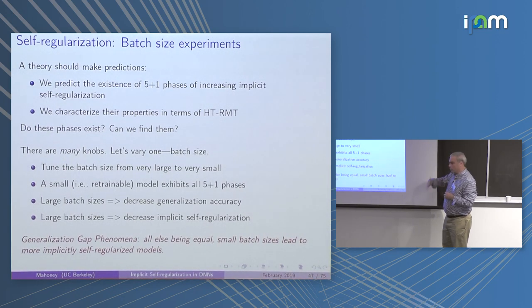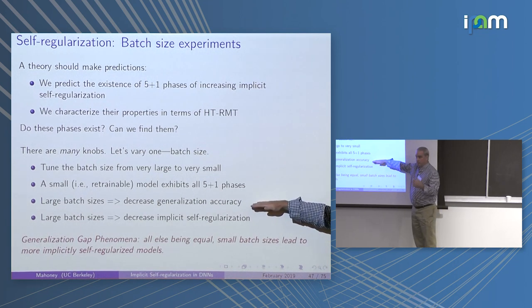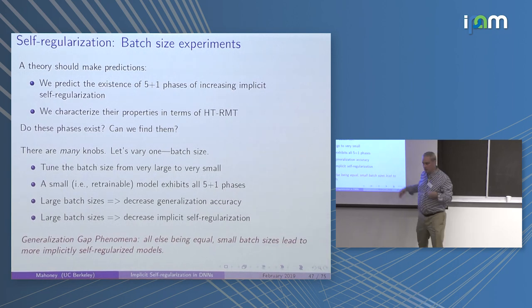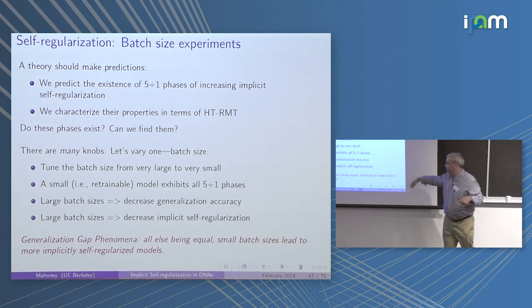So large batches are going to be worse in generalization accuracy. That's known. We reproduce that. And they're going to correspond to less well-regularized models. Not because you put in a large or smaller value of a regularization parameter, but because when you squeeze and squeeze and squeeze and look at these matrix metrics, that's what pops out.